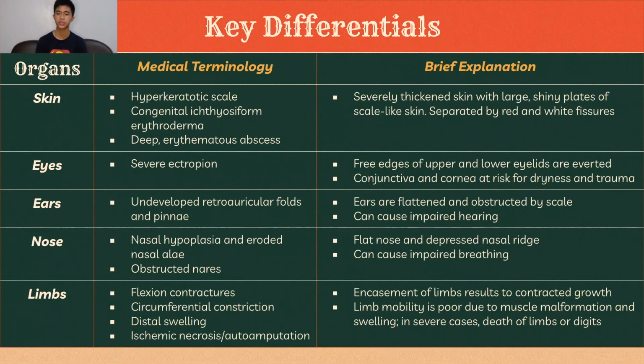As such, the conjunctiva and cornea are at risk of dryness and trauma. Next are the ears. The ears are described to be flattened and obstructed by scales, and this can cause impaired hearing. The nose is flattened and there is a depressed nasal ridge. This in turn can cause impaired breathing. Finally, for the limbs, there is the encasement of the limbs, which results in limited growth. Adding to this, limb mobility is poor due to muscle malformation and swelling. In very severe cases, this can cause the death of limbs or digits.